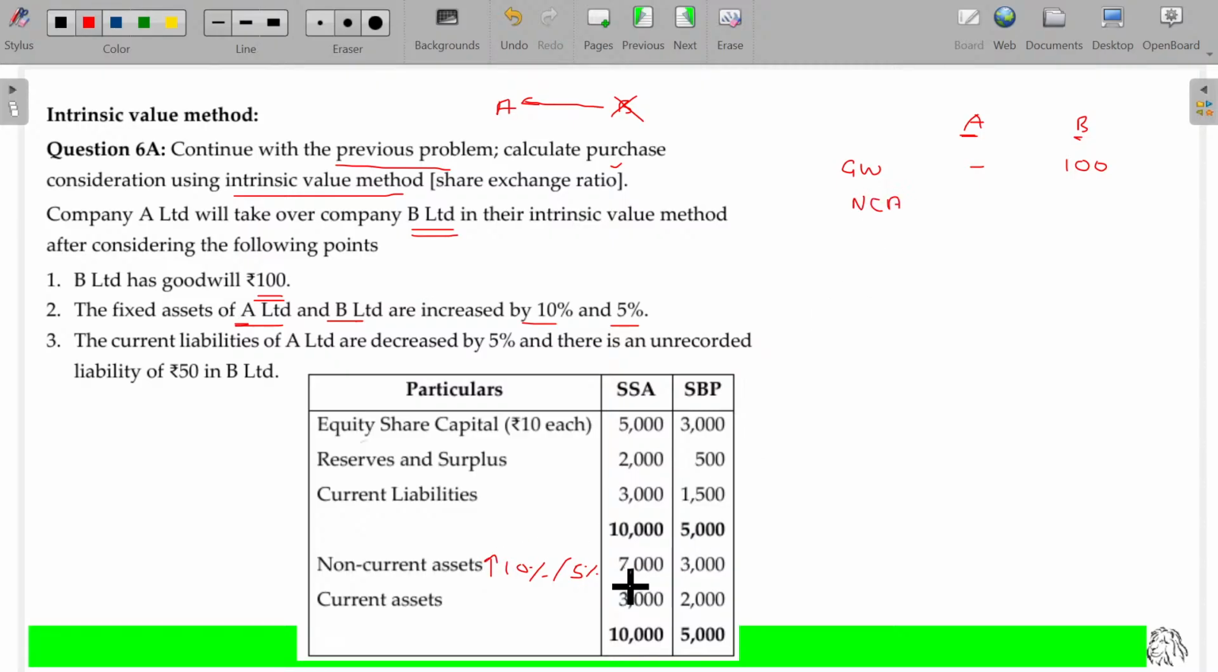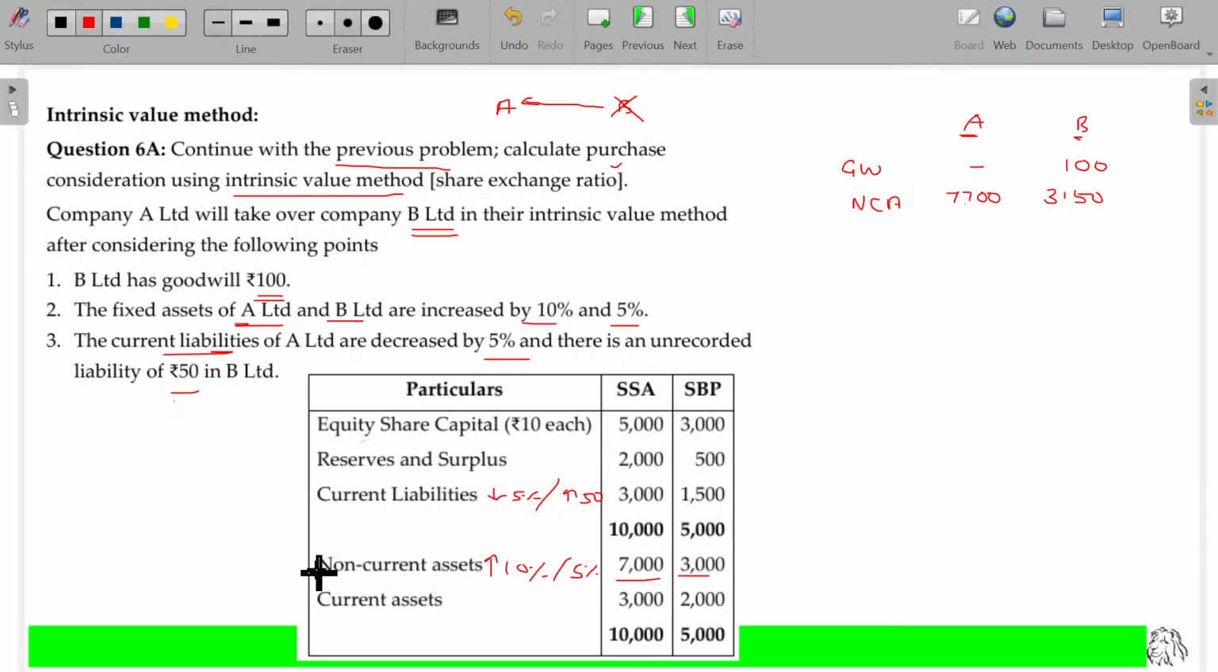Non-current assets, otherwise fixed assets. So 7,000 with the 10%, 7,700. 3,000 plus 5%, 150, 3,150. The current liabilities of A Limited are decreased by 5%. There is an unrecorded liability of rupees 50 in B Limited. So for the first company, a 5% decrease is there. For the second company, there is an increase by 50.